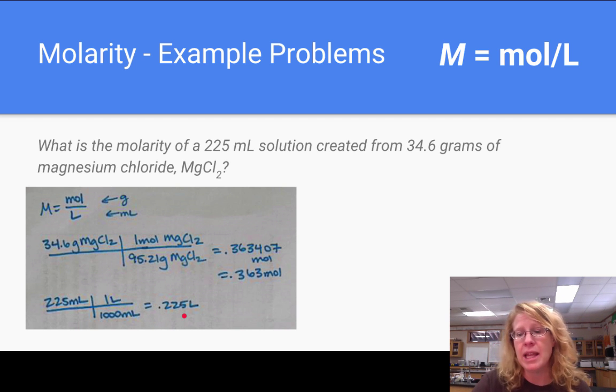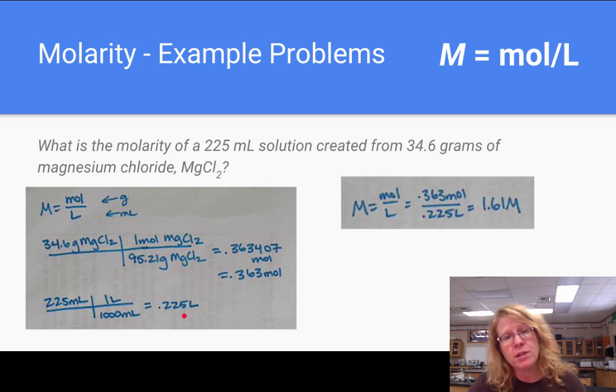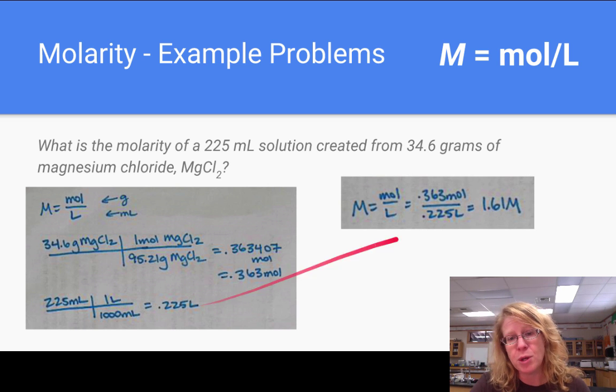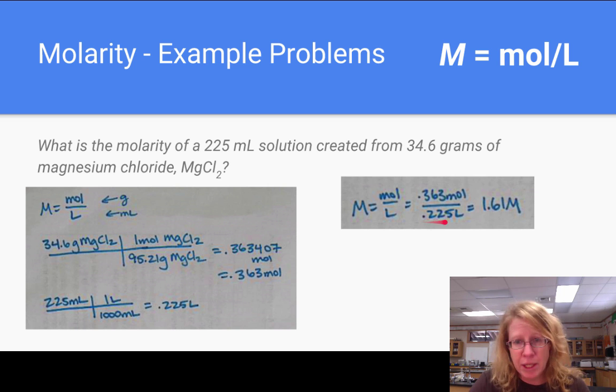So now I can use my molarity equation directly. This is what it looks like when I put that in there. It's moles per liter. Moles on the top cannot be grams. Liters on the bottom cannot be milliliters. You have to do that pre-work. And then I just divide it out. It's 1.61 molarity, or moles per liter, is the unit for this.